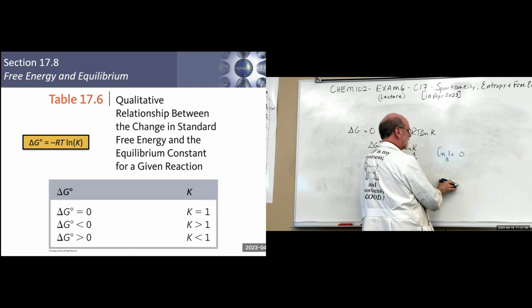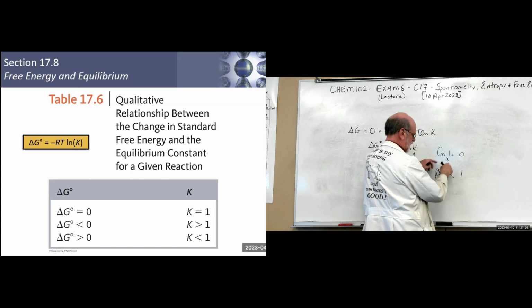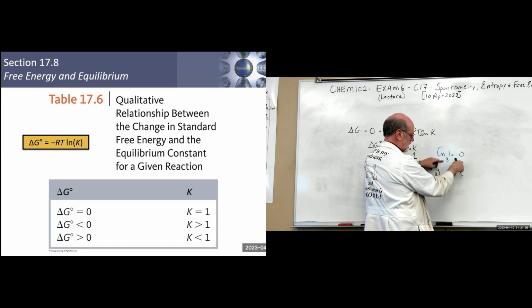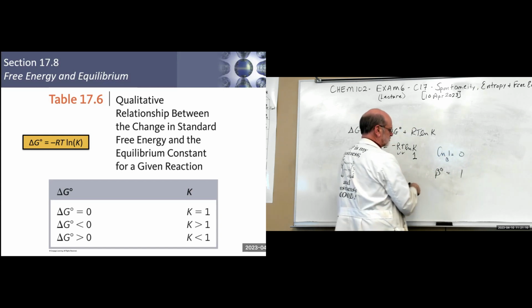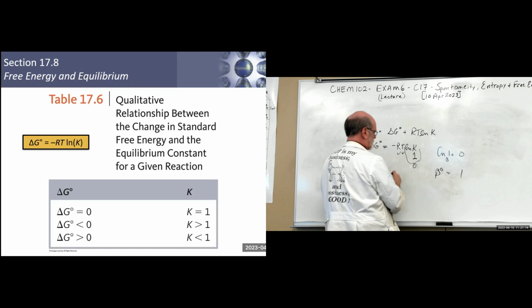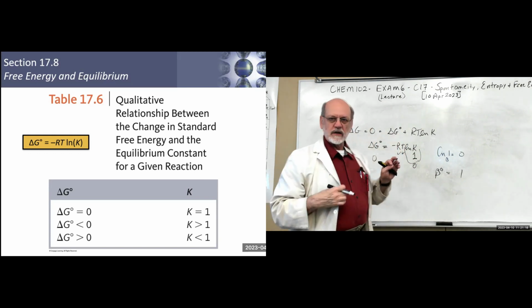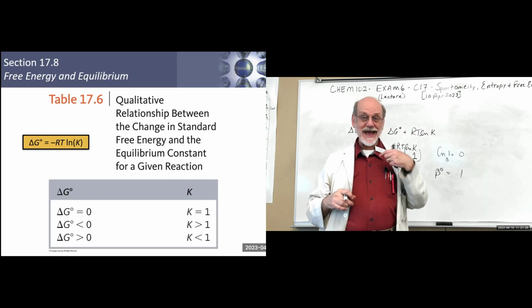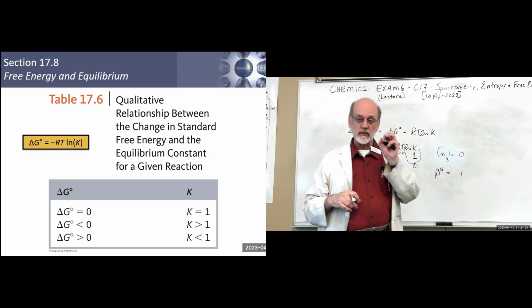Is equal to 1. B to what power equals 1, right? B to what power equals 1? It has to be 0. So this term would be 0, and 0 times this is 0. So under those conditions, K has to be equal to 1 in order for delta G0 to be equal to 0.